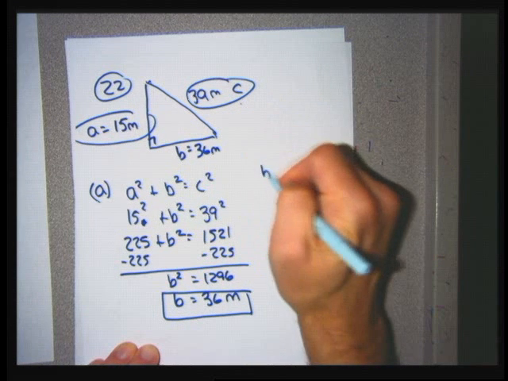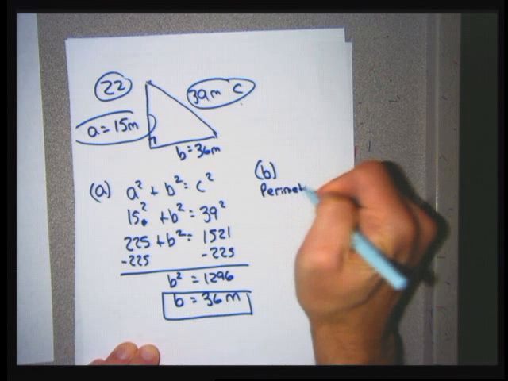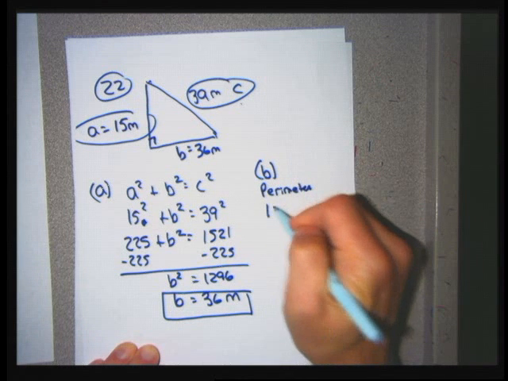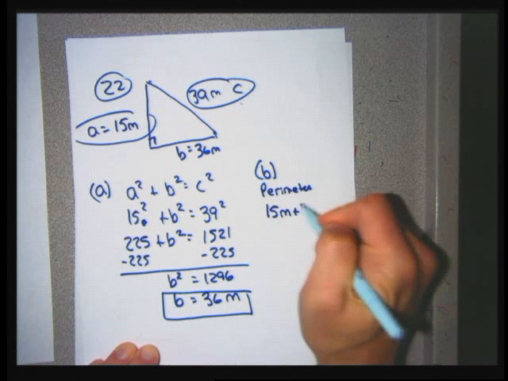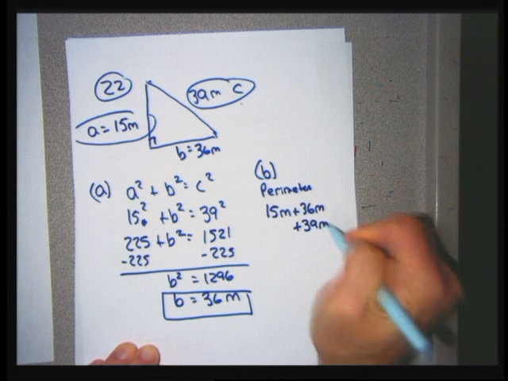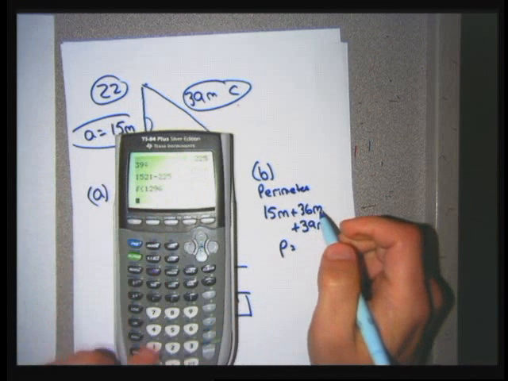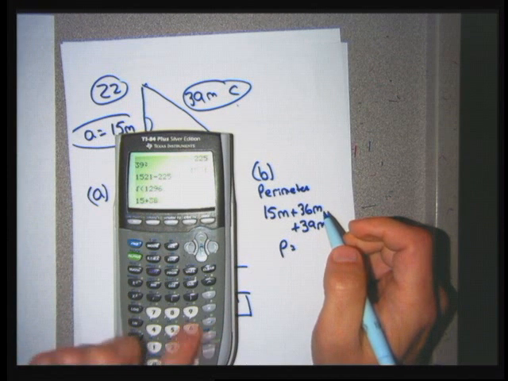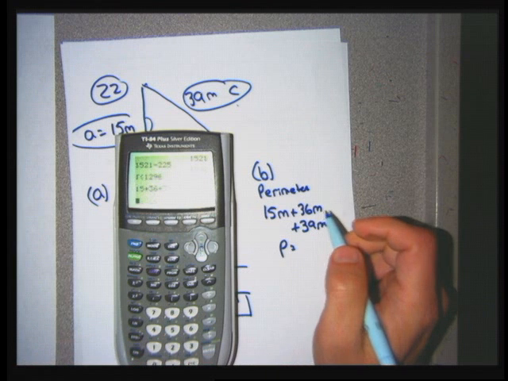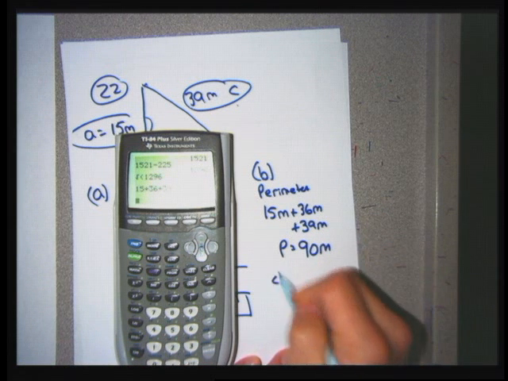Part b wants me to do the perimeter. The perimeter, I'm just going to add the sides. The sides I see are 15 meters plus 36 meters plus 39 meters. So the perimeter is going to be just in meters, not in square meters. I'm going to go 15 plus 36 plus 39, and I get 90 meters. Last part is the area.